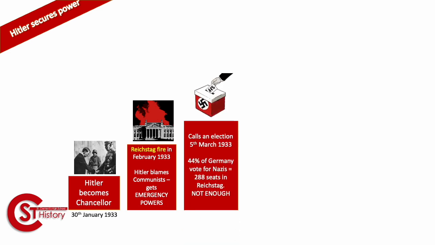Okay, so let's get started. The steps to power are essentially, as you can see on the screen now. Hitler becomes Chancellor. There's a fire in which he blames the communists and therefore passes emergency powers. That's what this lesson will focus on.